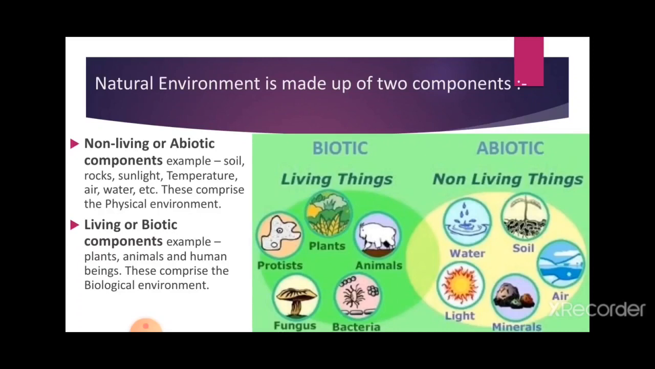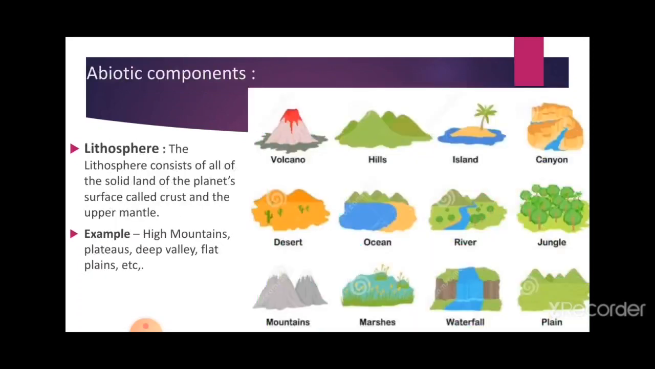Now let us start with the abiotic component. I will give you a brief, one by one, on how the abiotic components of the natural environment are divided and what they are. Beginning with the lithosphere. The lithosphere consists of all solid landforms of the planet surface, called the crust, and the upper mantle. So the upper layer of the earth surface is the lithosphere. Whatever land surface is present, that is the lithosphere.